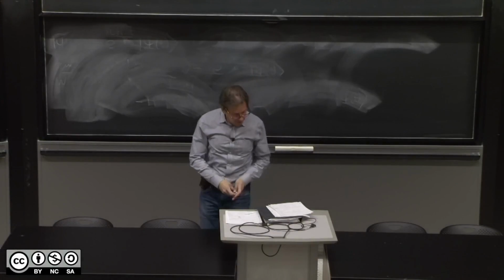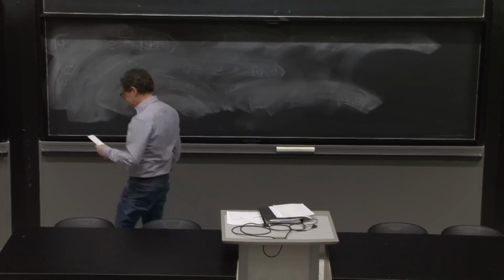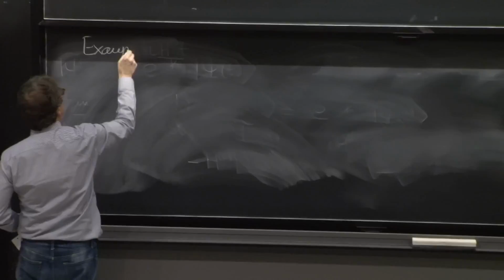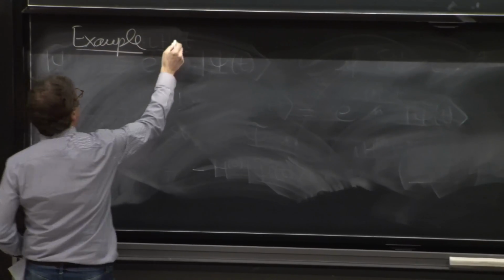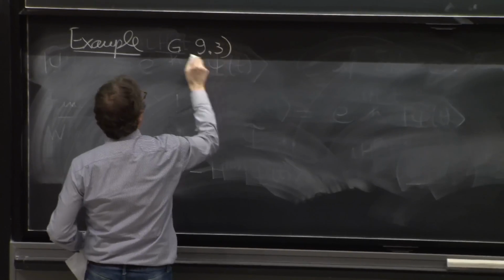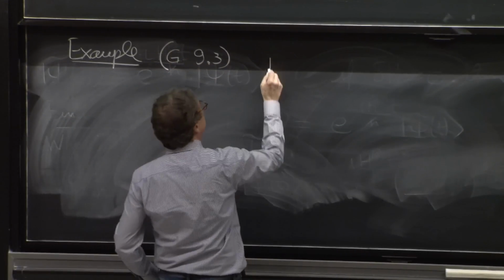So here is a problem. Example. Based on Griffiths problem 9.3. So it's a two-state system.